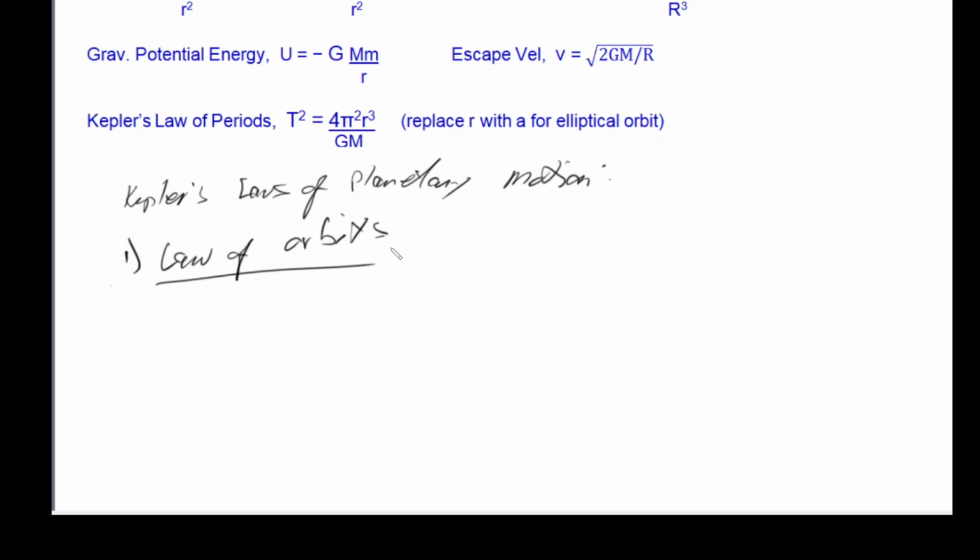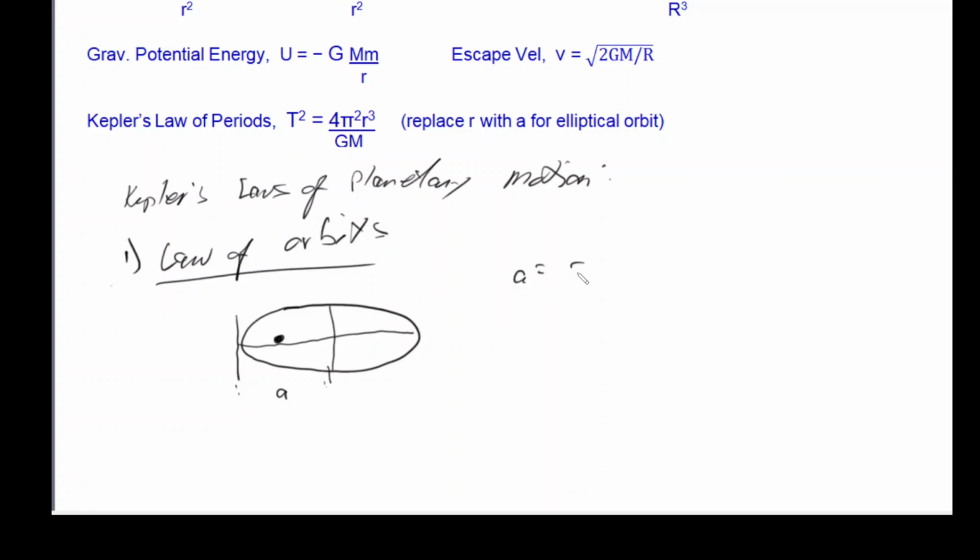And this law states that all planets move in an elliptical orbit with the sun at one focus. So if we have an elliptical orbit, we have the sun at one focus of this ellipse, and if these are the axes of the ellipse, we have a measurement called the semi-major axis, which is the distance from the center of the ellipse to the furthest point past the sun.